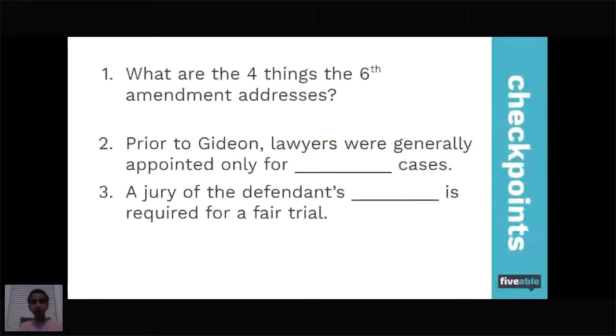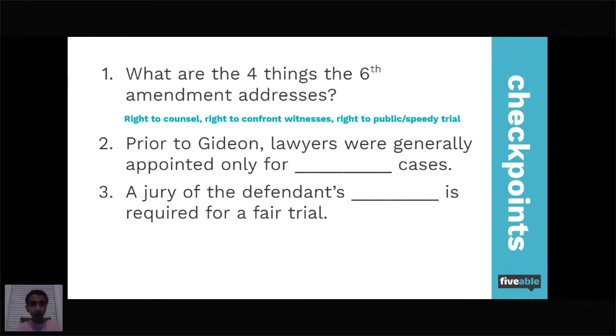So again, kind of another checkpoint that I just wanted to include about the Sixth Amendment. What are the 4 things the Sixth Amendment addresses? Prior to Gideon, lawyers were generally appointed only for blank cases, and a jury of the defendant's blank is required for a fair trial. All right, so the 4 things that the Sixth Amendment addresses are the right to counsel, the right to confront witnesses, the right to a public trial, and the right to a speedy trial.